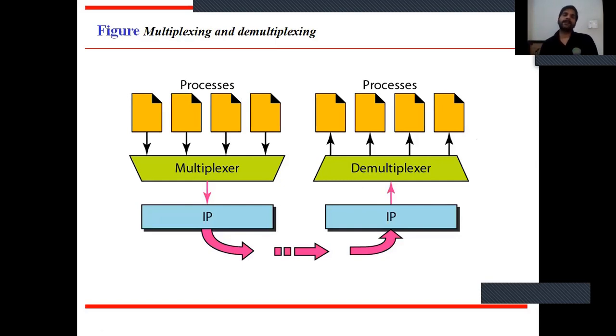The transport layer also uses multiplexing and demultiplexing. Suppose several processes are multiplexed on the sender side with the help of the IP address. On the receiver side, the data is demultiplexed and delivered to the several processes.